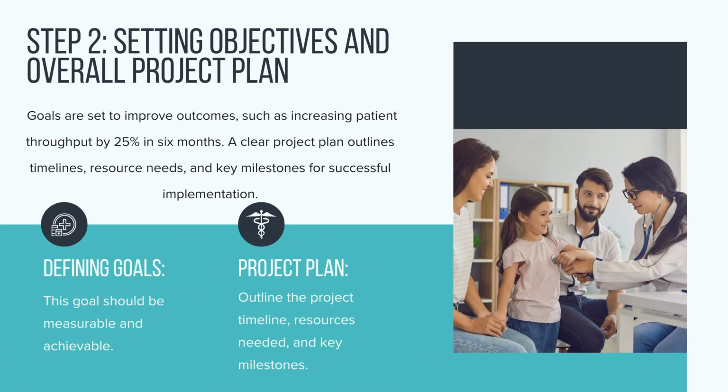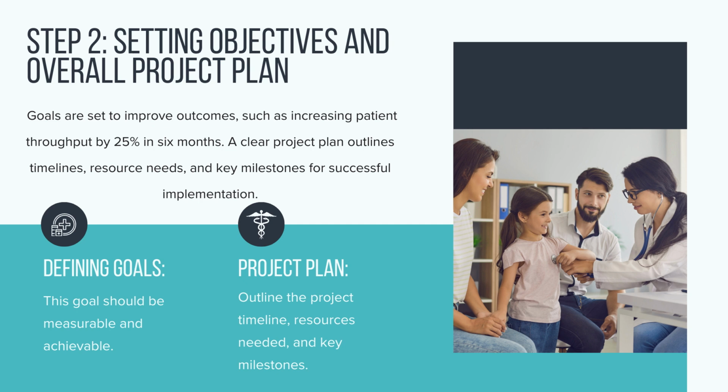Step 2. Setting objectives and overall project plan. Let's begin by setting our goals for this project. The primary objective is to increase patient throughput by 25% within the next 6 months. This is an achievable, measurable target which allows us to clearly track progress and outcomes. By focusing on throughput, we're aiming to reduce patient wait times, optimize bed usage, and enhance the overall patient experience.